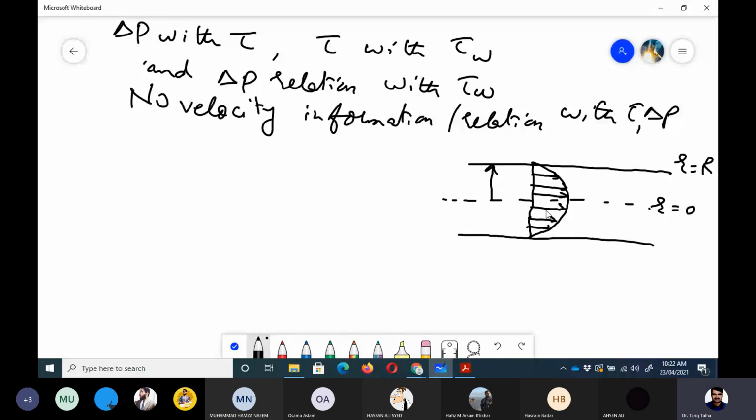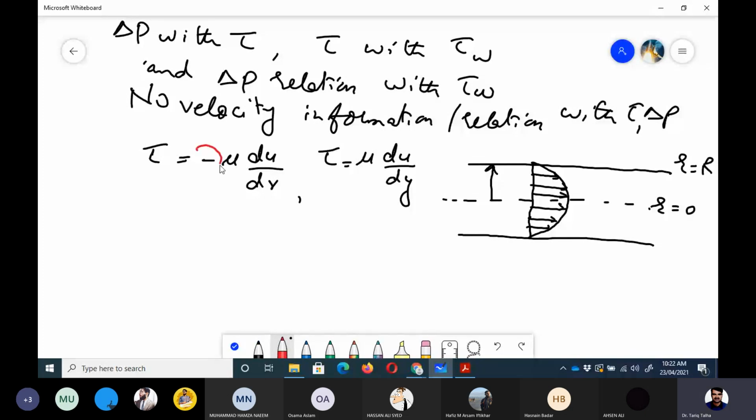If we want to write the relation of shear stress with the velocity, we know from chapter number 1 that tau is equal to minus mu du upon dr. Usually in chapter number 2 we wrote it as mu into du upon dy. This was the relation we discussed when we covered Newtonian and non-Newtonian fluids in chapter number 1. Here there is a minus sign.